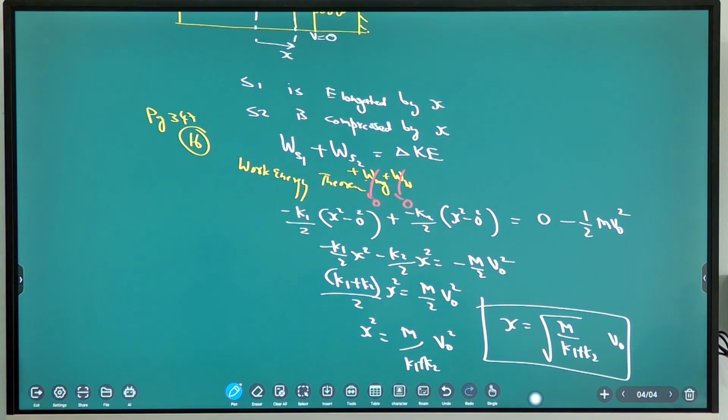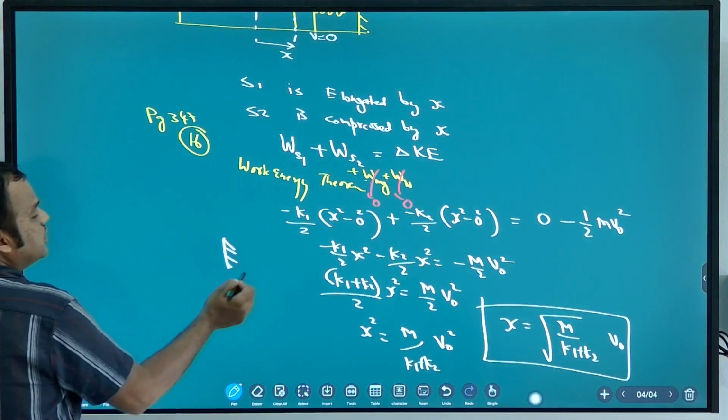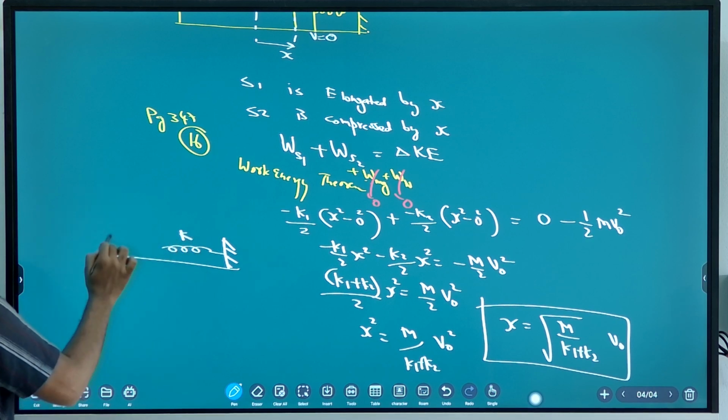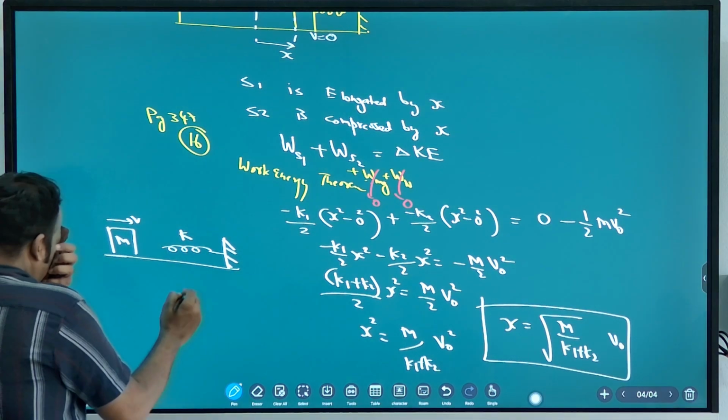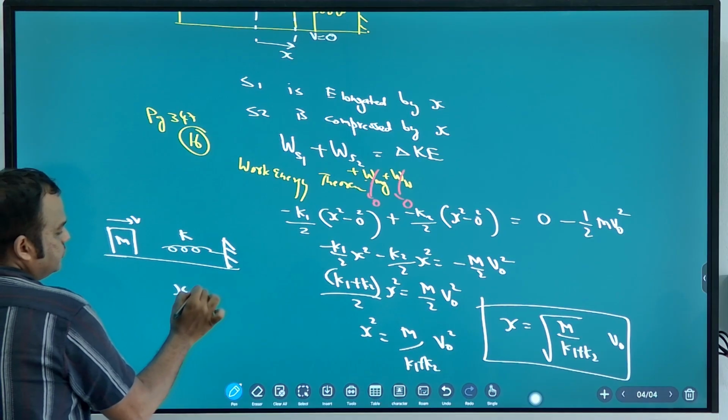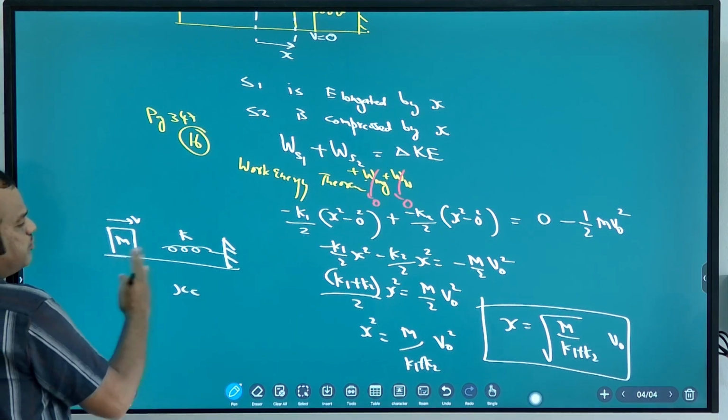Are you getting it? A single spring is there. Yesterday we did it: one spring, and the block is coming with velocity v. What is the maximum compression? Tell me. Maximum compression. Yesterday we discussed it.